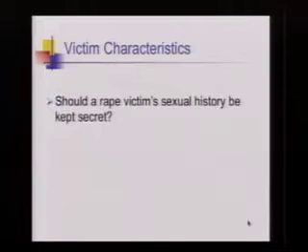And this is looking at victim characteristics. I've been talking about defendant characteristics, race and attractiveness. And again, there's lots of research on different types of victim characteristics. I'm just going to focus on the sexual history of a rape victim. So should a rape victim's sexual history be kept secret? Certainly here in Canada it is, since 1985, and then the Rape Shield Law was modified, and it was made even more stringent in 1992.